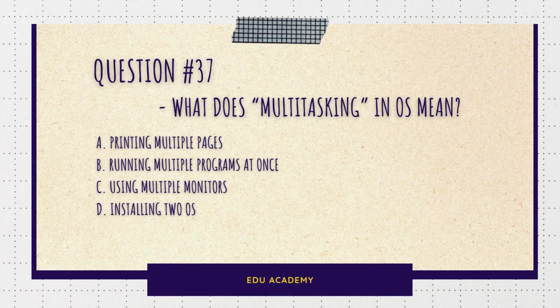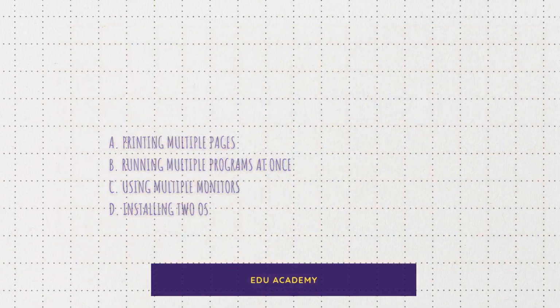Question 37. What does multitasking in an operating system mean? A. Printing multiple pages. B. Running multiple programs at once. C. Using multiple monitors. D. Installing two OS. You have 10 seconds to answer.